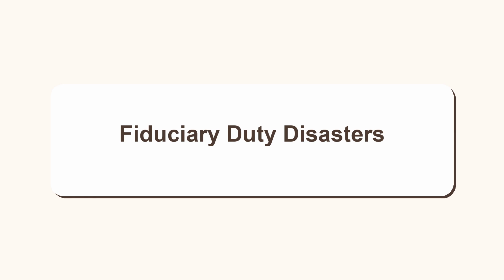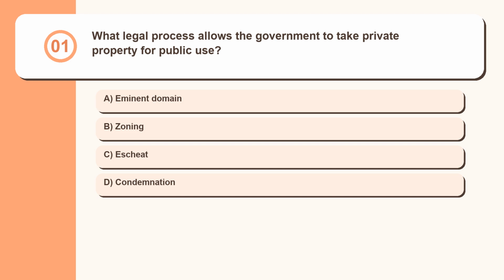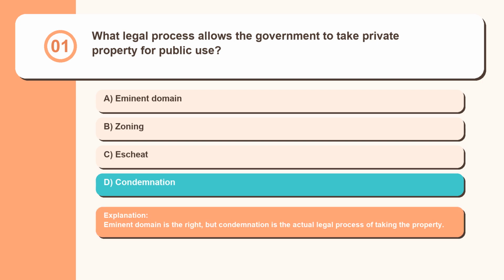Fiduciary duty disasters. Question 1. What legal process allows the government to take private property for public use? Eminent domain, zoning, escheat, condemnation. Eminent domain is the right, but condemnation is the actual legal process of taking the property.